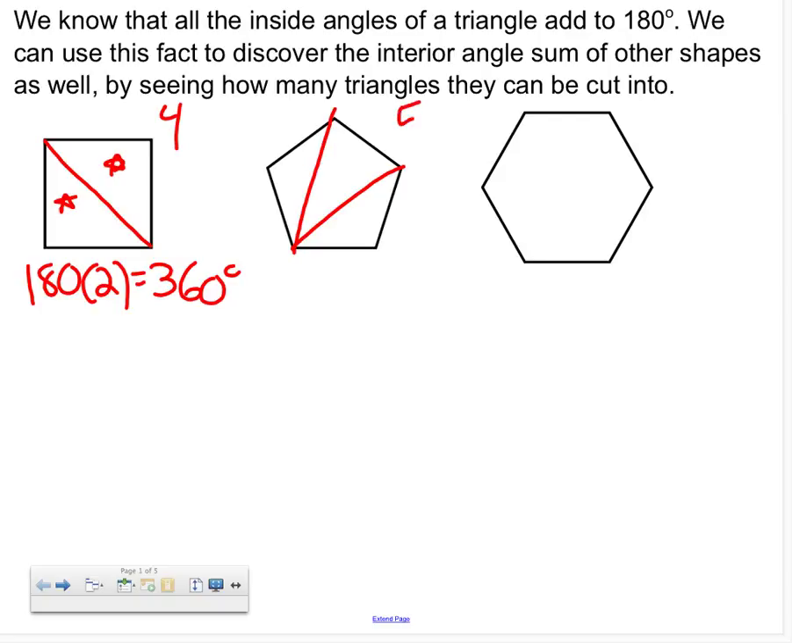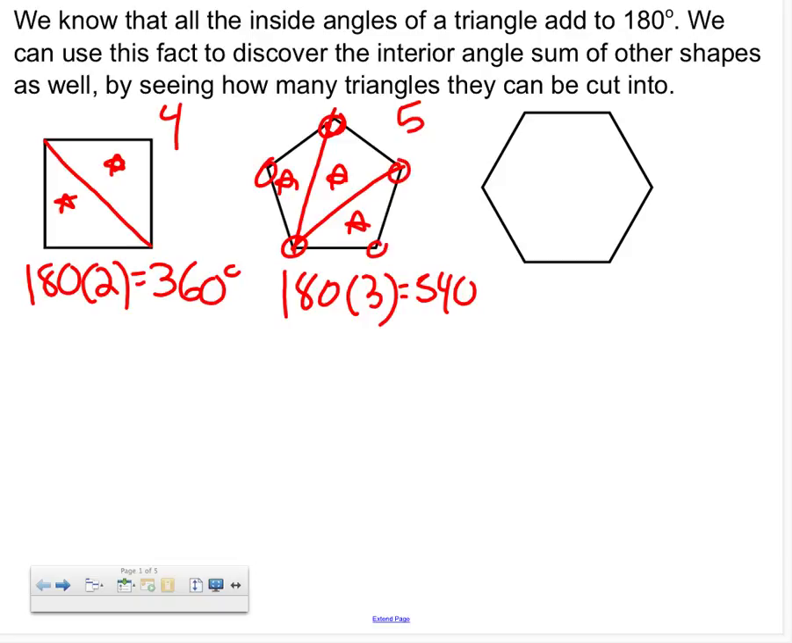So for a pentagon, 5 sides, we have 1, 2, 3 triangles. So 180 times 3 is going to give me 540. So there's 540 degrees in that pentagon. So again, if I add up all those angles, if I added up this angle here, this angle here, this angle here, this angle here, this angle here, I'd get 540 degrees. And again, it doesn't matter what type of pentagon it is. It could be a pentagon like this one, or you could stretch and twist the lines a little bit. As long as it has 5 sides, all the angles are going to add up to 540.